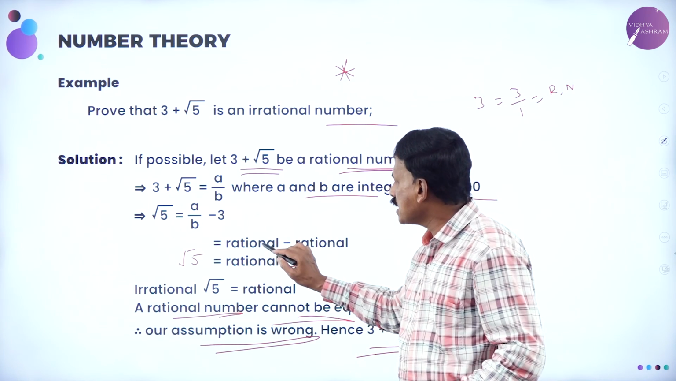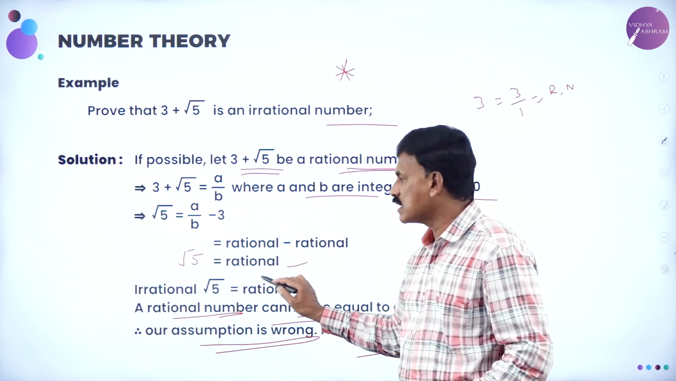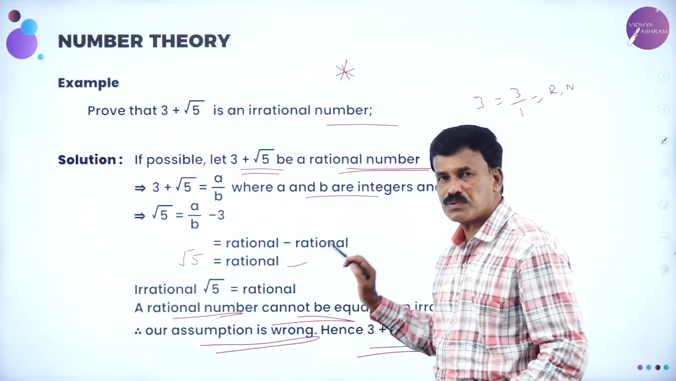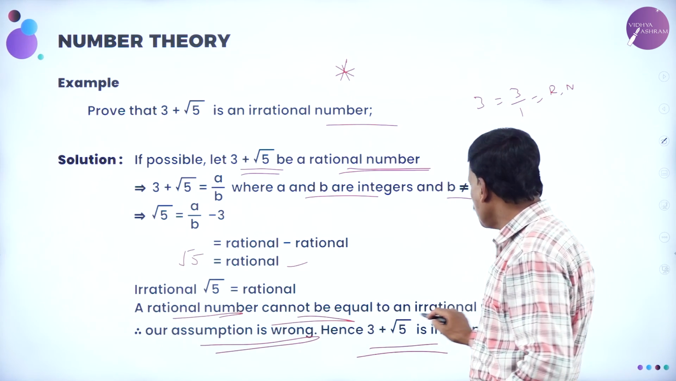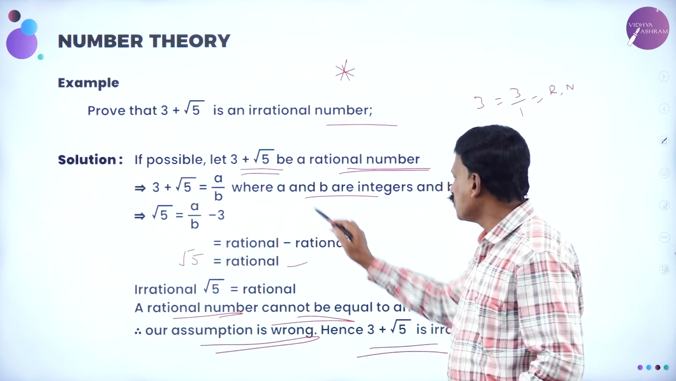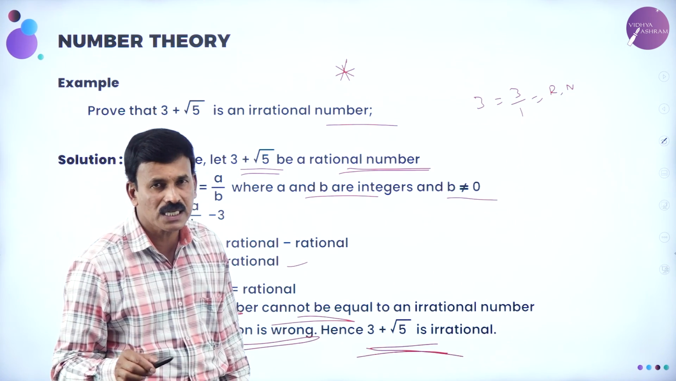A by B is a rational number, 3 is also a rational number. Rational minus rational is again a rational number. That is, an irrational number root 5 being equal to a rational number is never possible. A rational number cannot be equal to an irrational number. That means our assumption that 3 plus root 5 is a rational number is wrong. Hence, 3 plus root 5 is an irrational number.